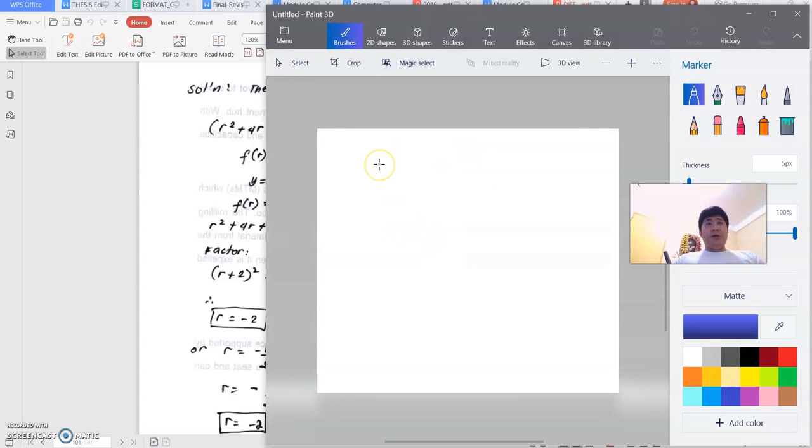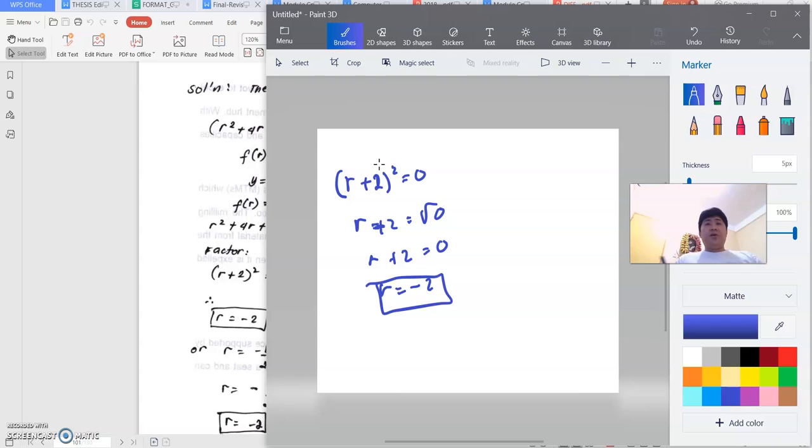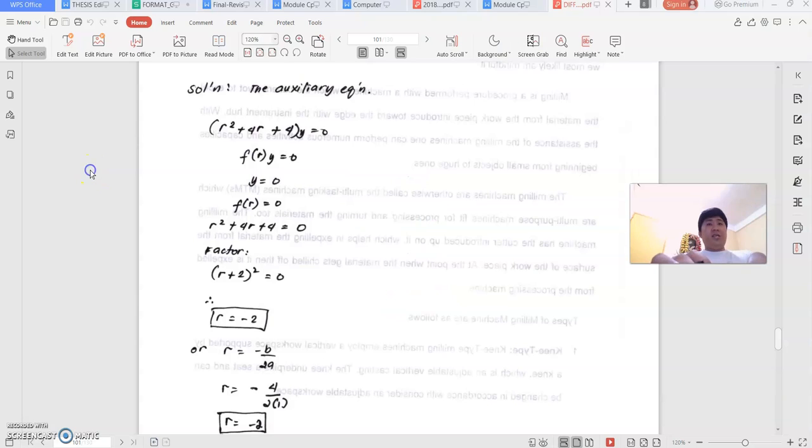Okay. So since ang r na to, no, r plus 2 squared equals 0. That is the completing the square. So we have r plus 2 equals square root of 0. R plus 2 equals 0. Square root of 0 is 0. R equals negative 2. So ang root nimo is negative 2. Ang mga root nimo is negative 2. That is repeated twice, di ba? Repeated twice na kay duha ka roots.